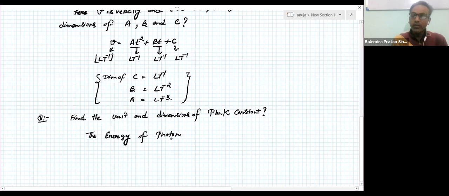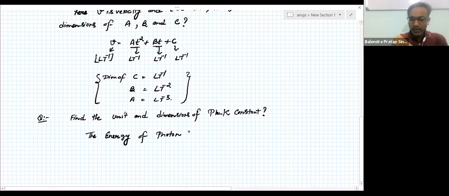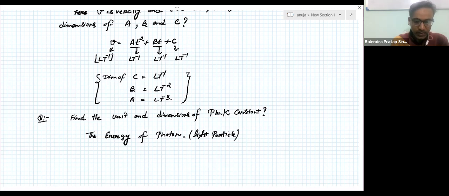Do you know what is photon? No, sir. Okay. I can also write the energy of photon or light particle. The smallest part of light is a photon. In detail, you will study photon in your next class, 12th. There is a whole chapter on this, which belongs to electromagnetic wave.